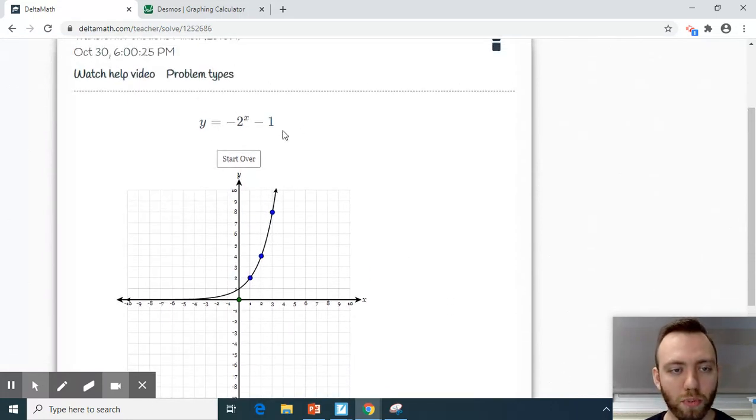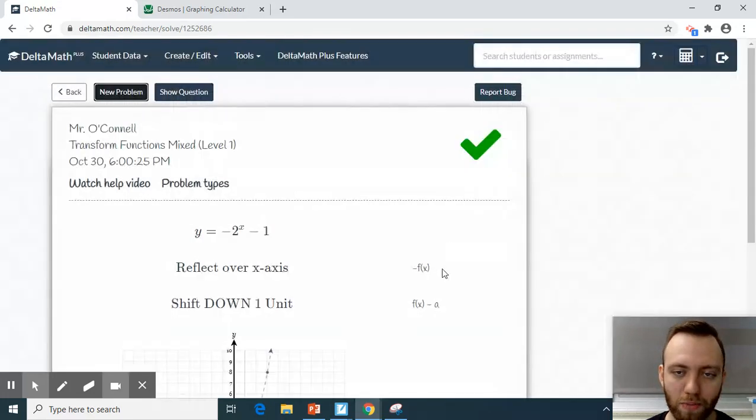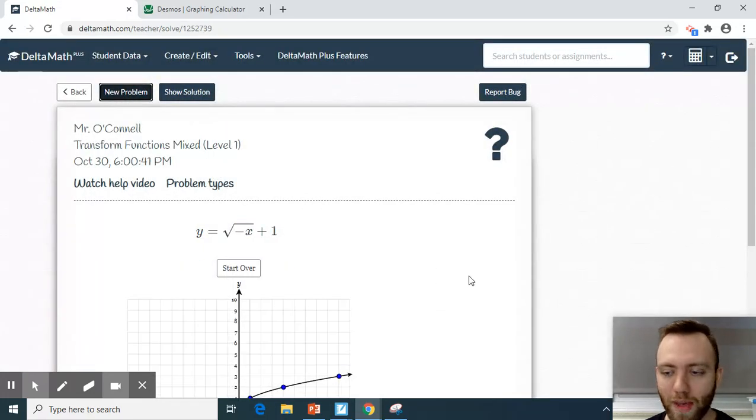We'll go through one more just in case. So negative on the outside, again, means reflect over the x-axis. And then subtract 1 is moving down. Not too bad once you get the hang of it.